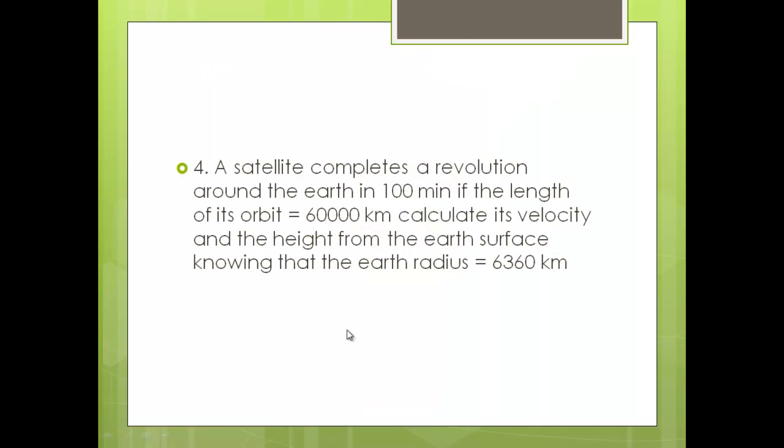Another problem, which is important. A satellite completes a rotation around the Earth in 100 minutes. This is the periodic time in minute, times 60 to become second. If the length of the orbit was, let's say, 60,000 kilometers, the length of orbit means 2 pi R. He gave you the circumference. In kilometer, we are going to change it into meter. Calculate the velocity and the height from the Earth's surface, knowing that the Earth's radius is, let's say, 6,360 kilometers. We have to change this one also into meter.